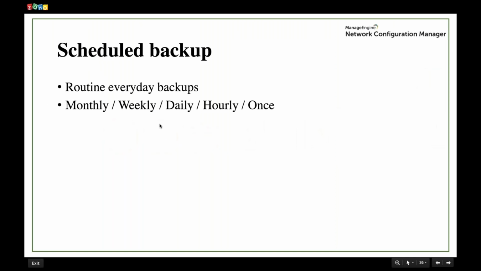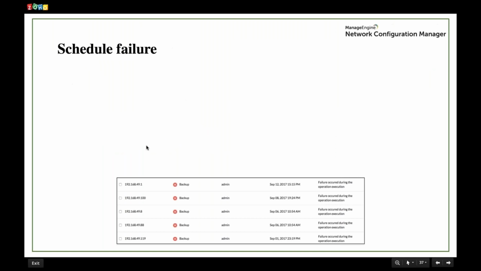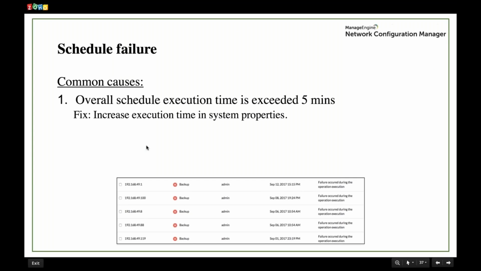Now when you add a schedule, there are some errors that you might face. The schedule might fail when a few of the devices fail for backup in the schedule that you're trying to run. The reason for this is that the overall schedule execution time exceeds 5 minutes. In NCM, we have a default setting of 5 minutes for every schedule execution. Now you just have to increase this execution time in system properties to correct this issue.